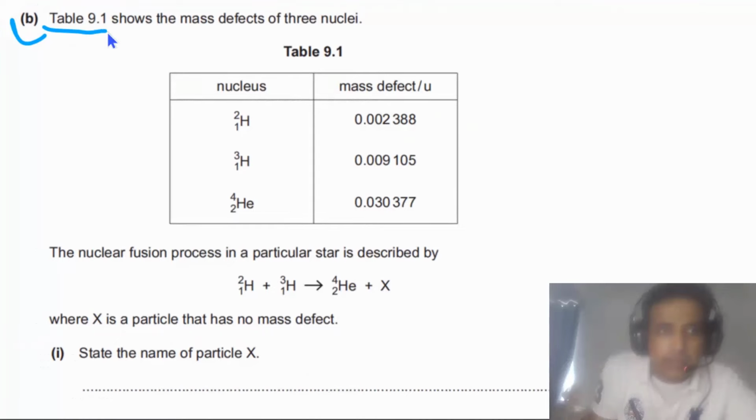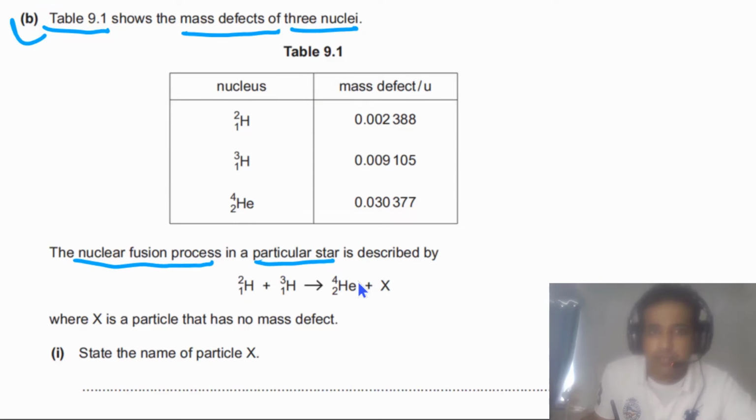Part B says table 9.1 shows the mass defects of 3 nuclei. The nuclear fusion process in a particular star is given by this equation, where X is a particle that has no mass defect. So this is a very important point. For part B1, we need to state the name of particle X. So simply we need to balance this equation.